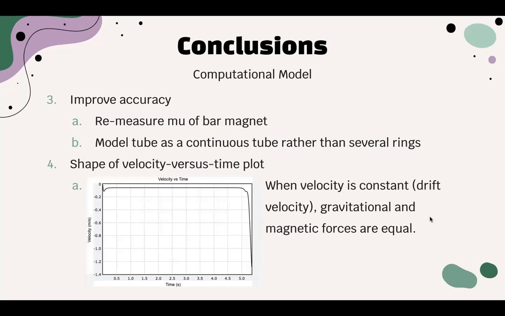In order to improve the accuracy of the model, I could have remeasured the magnetic dipole moment of the bar magnet and also modeled the tube as a continuous tube rather than several rings. The shape of the velocity versus time plot shows us that when velocity is constant, the bar magnet reaches drift velocity and the gravitational and magnetic forces are equal and opposite.